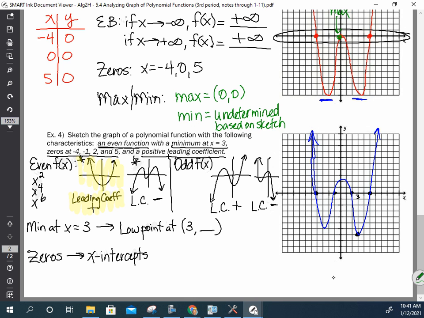So, even function. Are both my arrows pointing up? Yes. Minimum at x equals 3. Here's my point at x equals 3. Sure enough, it's one of my minimum points. Zeros at -4, -1, 2, and 5. That means when I go to the x-axis, I better have points at -4, -1, 2, and 5.